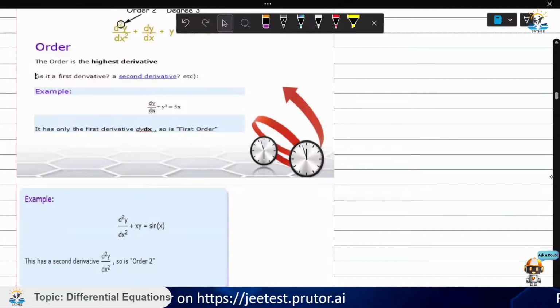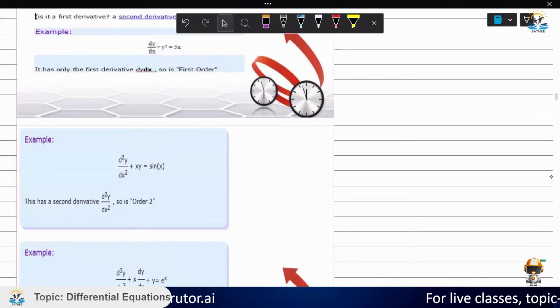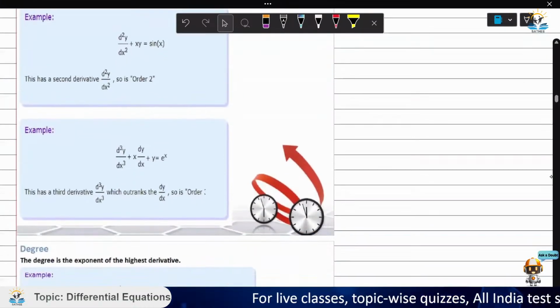We can look into some examples. For example, here dy by dx plus y square is equal to 5x. So dy by dx is the single derivative, right? So the order would be 1. Here the order would be 2 because there is a double derivative present. Here there's a triple derivative, so it is 3.